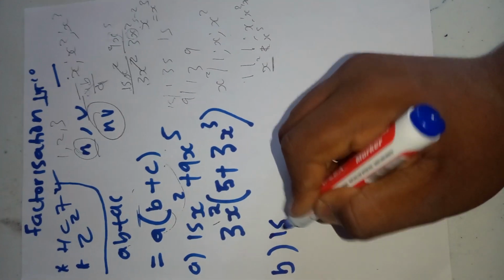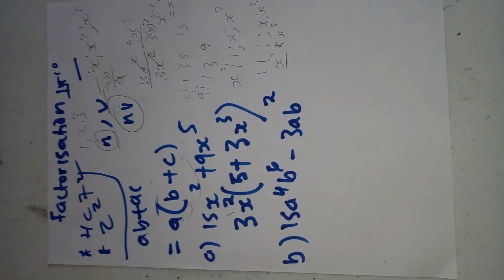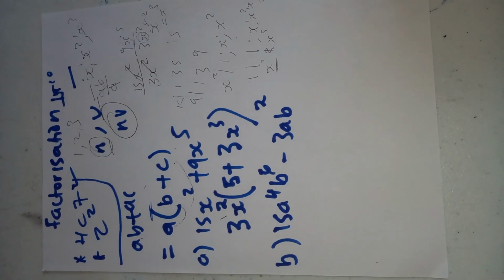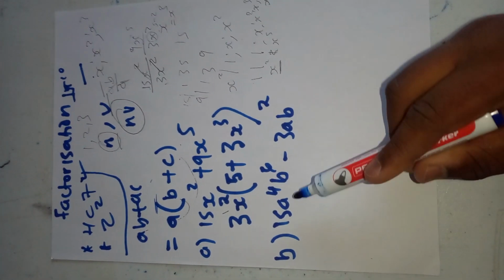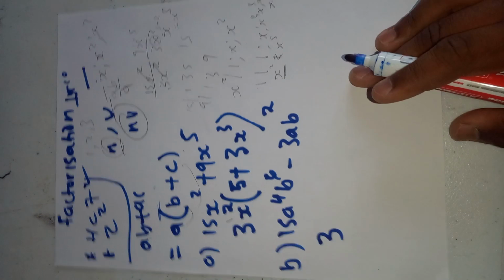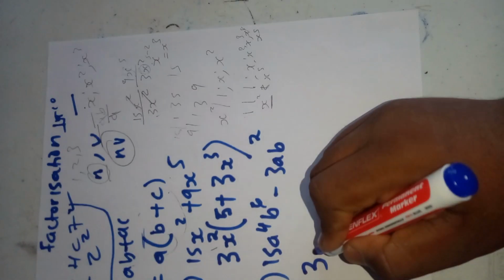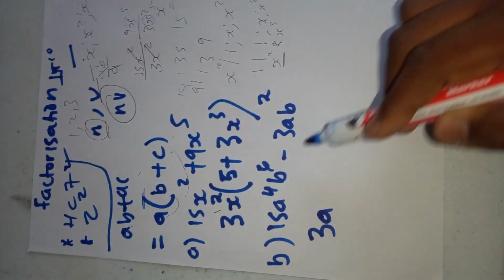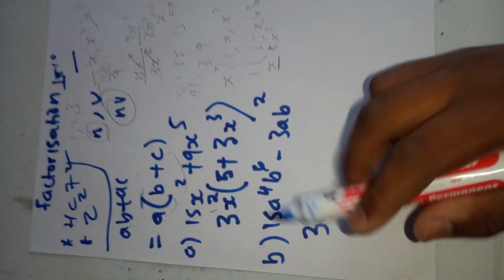We have 15a to the power 4 b to the power 6 minus 3a b squared. They are saying that we must factorize. Since today we are doing factorization by the highest common factor, we must find what is common. I already know that 3 is common, because 15 divided by 3 has an answer and 3 divided by 3 has an answer. So I can start with my 3. I can see that a is in both expressions, so 3a is common. Let's go to b. b is here, and b is there, so ab is common in both, and even 3. So my common factor is 3ab.